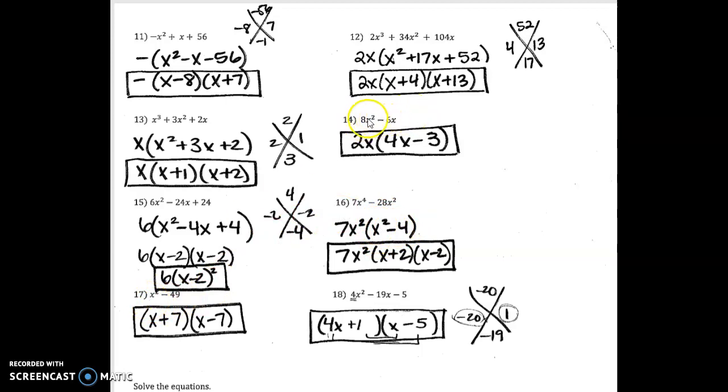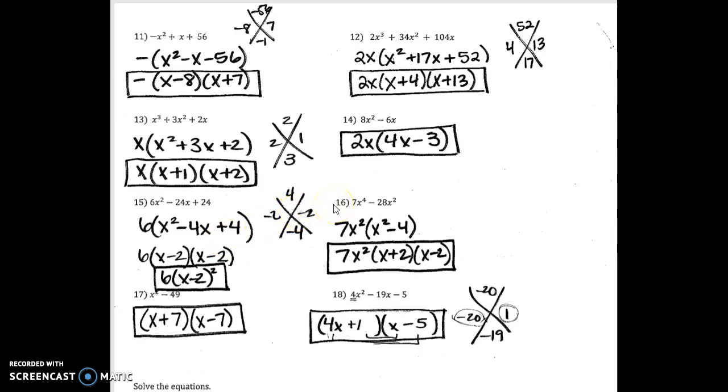So 2 terms, first look for a GCF. If there's not one, it may be one that's more like number 17 down here. So GCF, and then that's all you can do. Again on 15, GCF, GCF. Factor out that 6, and then factor what's left.